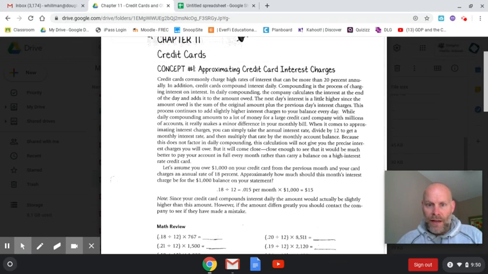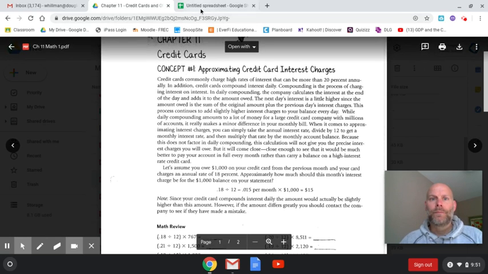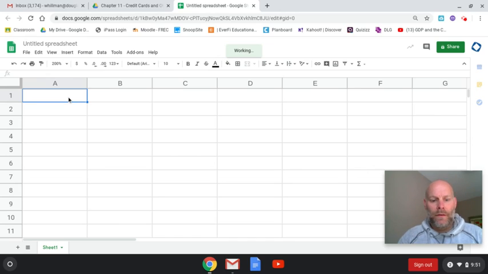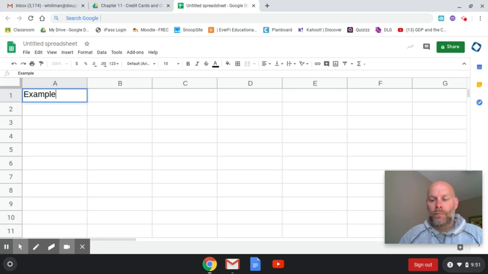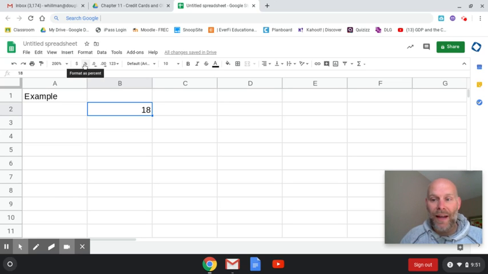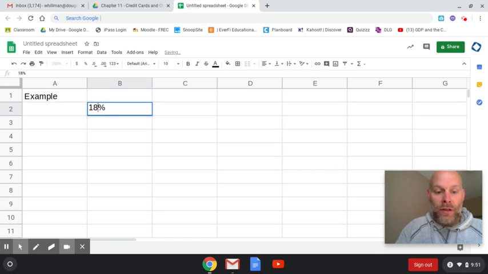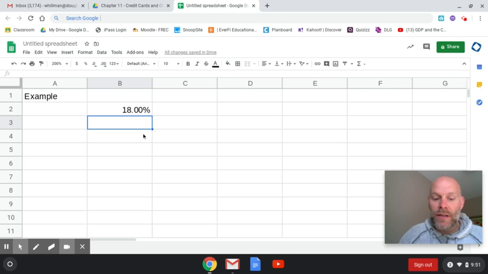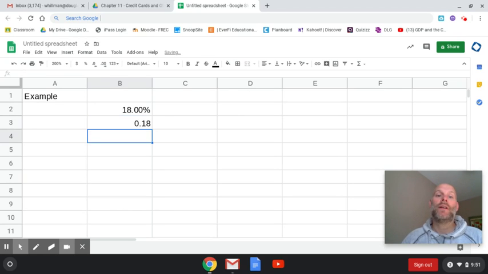So we've got $1,000 and 18%. This is our example. There are a few ways you can do this. You can take your 18 and click the format as percent button up here. Actually, that's not right. You can type in 18 with a percent sign, or you can type in 0.18 and just not convert it into a percentage, and the math will work out this way.